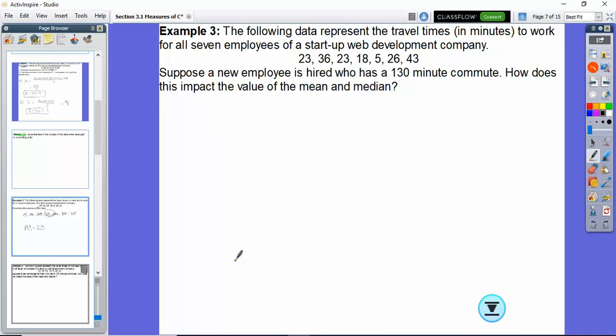Okay, so same scenario, but now we've hired a new employee, and this one has a 130-minute commute. How does this impact the value of the mean and the median? So I want to recalculate both of these things. So my mean, this is the whole population, so it's my mu. Add all these up and divide by what now? 8. So add up all 8 values, so the 7 that we already had, plus the new 130-minute commute.